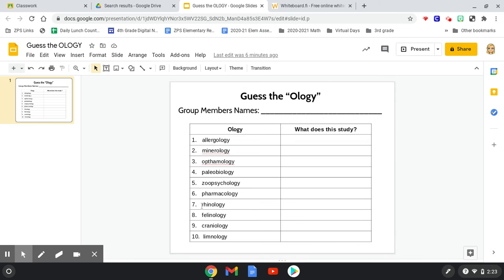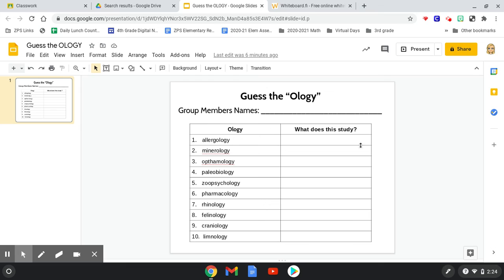Number 7, rhinology. Number 8, felinology. Number 9, craniology. Number 10, limnology. Make a guess. What do you think that is the study of? If you're not sure, that's okay.